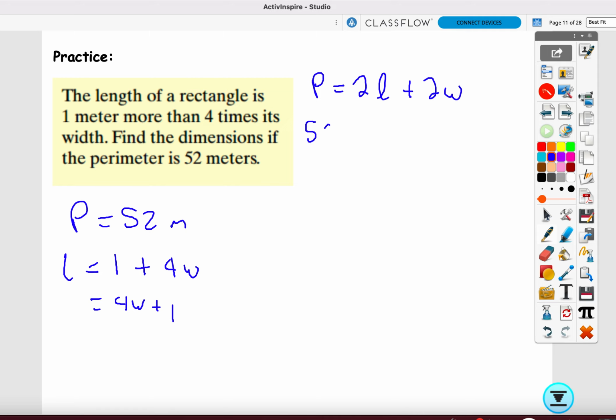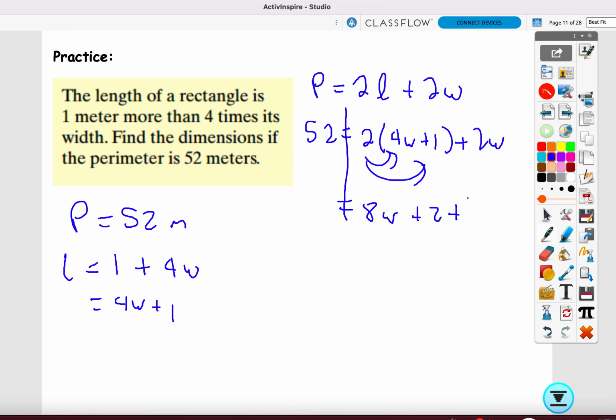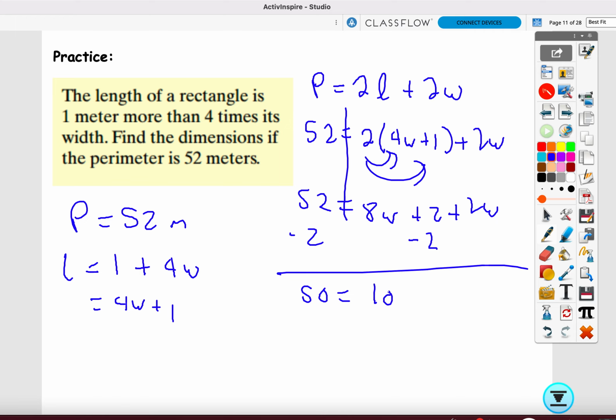So we know 52 is equal to 2 parentheses 4W plus 1 plus 2W. Distribute the 2, and we get 8W plus 2 plus 2W, bring down the 52. Subtract 2 on both sides, and we get 50 equals 10W, because I forgot to combine the 8W and the 2W. Divide both sides by 10, and we get that the width is 5 feet.